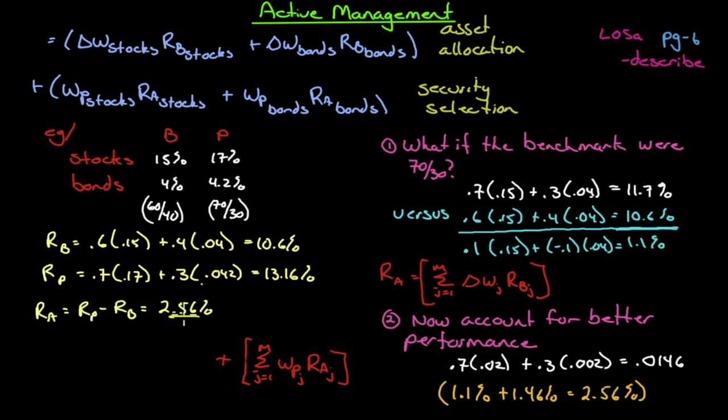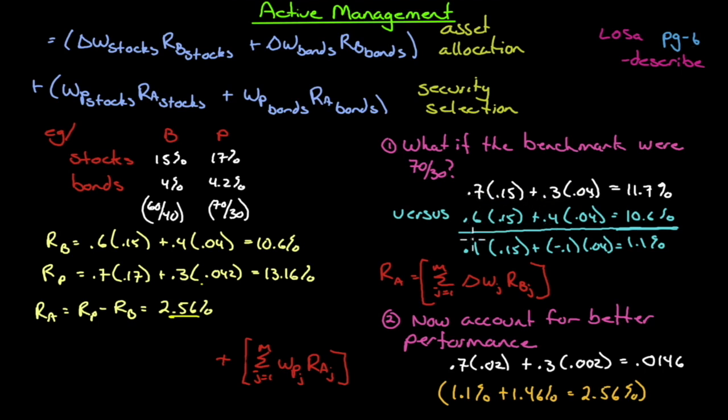So of the 2.56, 1.1% we can say, well, that was due to asset allocation. Because if the benchmark did adopt those weightings, it would have been 1.1% higher. So of that 2.56, it must be asset allocation. Well, what have we done here? Here is our weightings of saying, well, let's weight it 70-30.